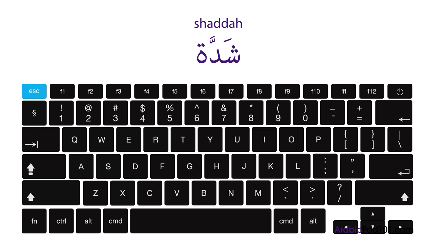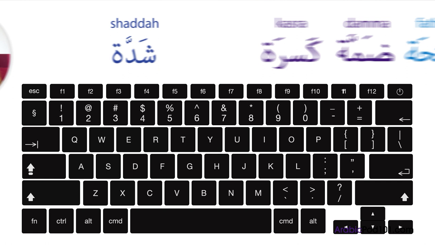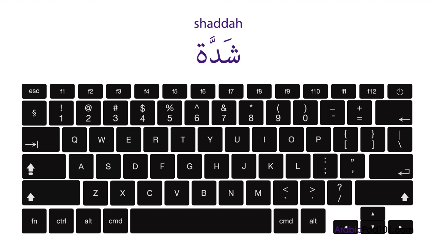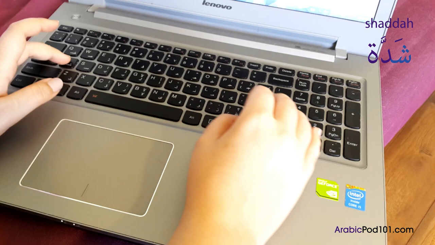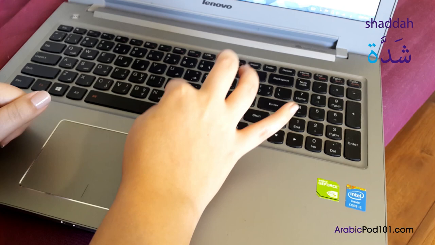Now, when you double the consonant, you also have to add a voweling sign after the doubled sound sometimes. To do this, right after you write the shadda, you can add the fatha or dhamma or kasra on top of the shadda itself. This creates the sound da or du or di, for instance. Let's practice this by writing the word shadda itself, which just so happens to have a shadda on its second letter. Sheen, Shift Q, Dal, Shift Tilde, Shift Q, Ta Marbuta. Shadda.